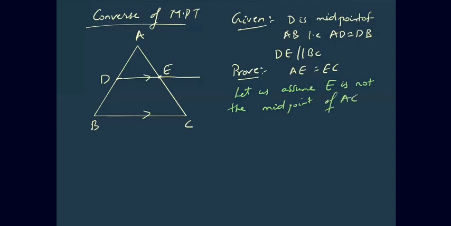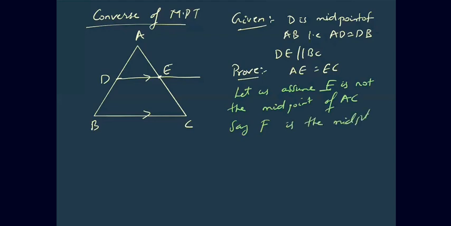So I am assuming that E is not the midpoint of AC. Fine. Now I'll arrive at a contradiction, and then I will finally say that E has to be the midpoint because my assumption is wrong. So if E is not the midpoint, say F is the midpoint of AC.